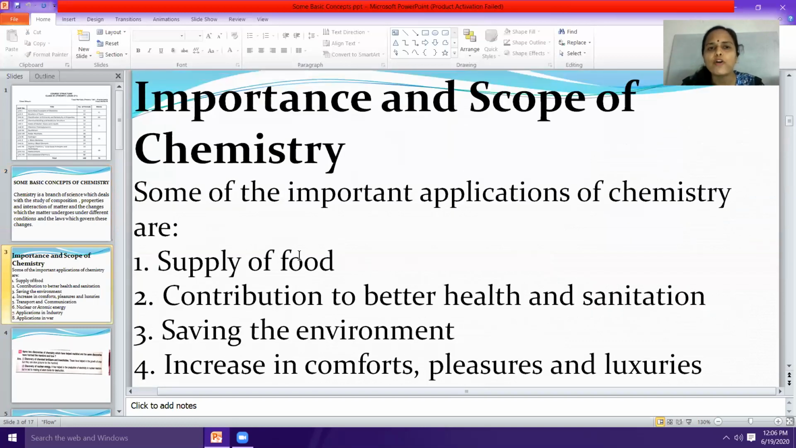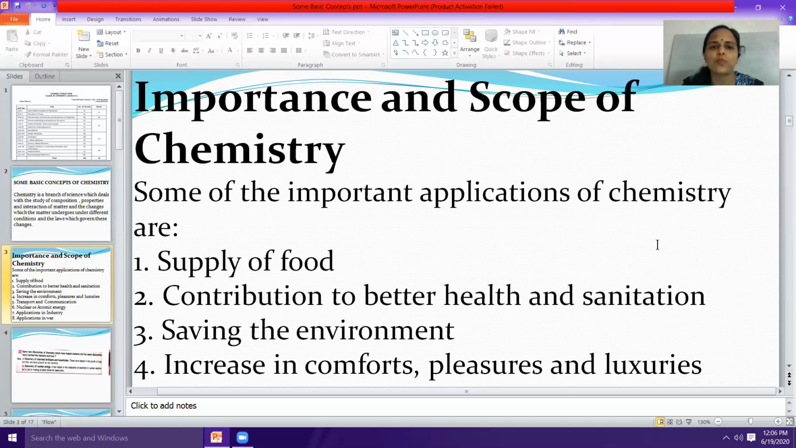Now you see the importance and scope of chemistry. There are many important applications and you can say that is the scope of chemistry. The first one which I am showing you is in supply of food. So in supply of food, with increase in population, the need for the overall amount of food has increased. Moreover, with increase in the standards of life, there has been increase in the quality and variety of food.